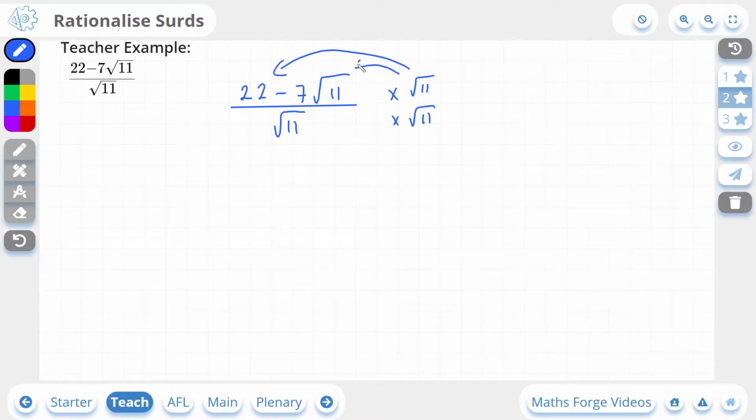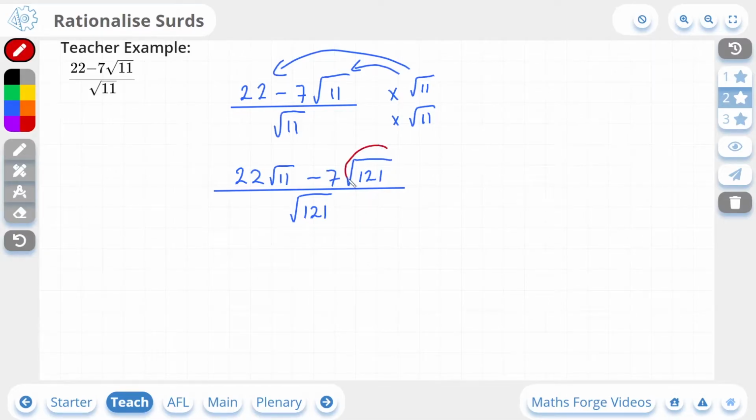The square root of 11 on top here that you're multiplying by is going to distribute into both terms. So we're going to have 22 multiplied by root 11, which is going to be 22 lots of root 11, and then we're going to have minus 7 lots of root 11 times root 11. So remember, when you're multiplying the square roots together, you just multiply the roots onto themselves, and it's going to give us the square root of 121, because 11 times 11 is 121. And for the denominator, we're going to have root 11 times root 11, which again is the square root of 121.